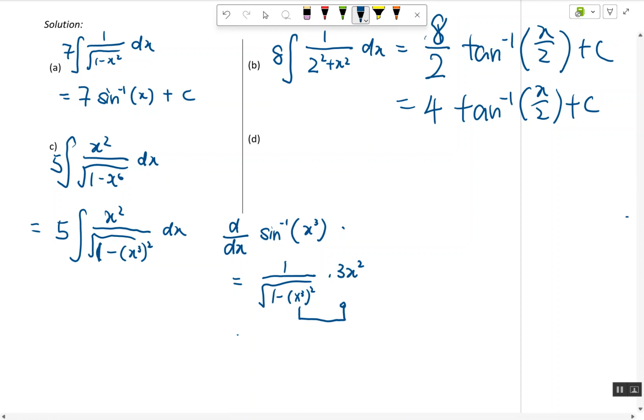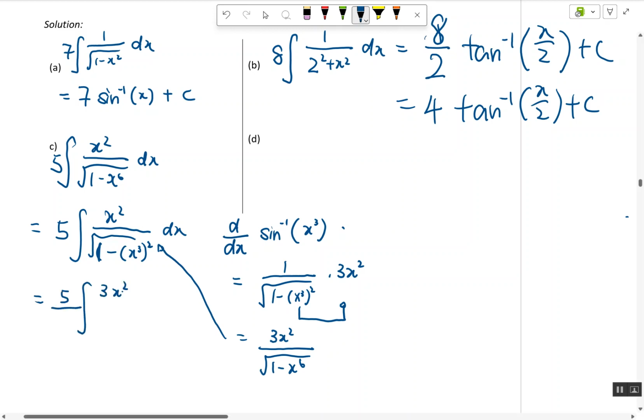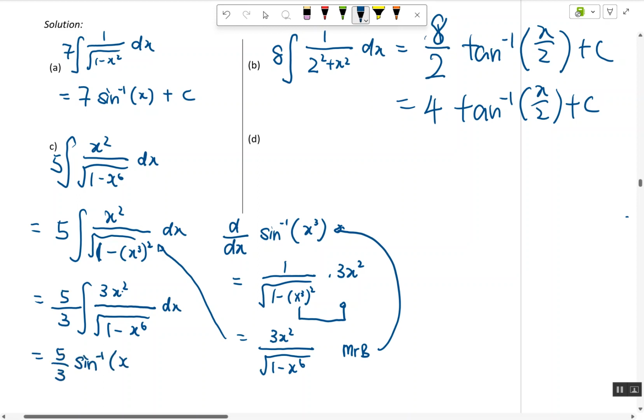So you know that I need to get 3x squared as my numerator, over 1 minus x to the power of 6. Is it 3x squared over here right now? No. So if I want to have a 3 as a numerator, I must compensate with a 1 over 3 on the outside. Then you look at here. This is Mr. B. Integrate Mr. B. I get back who? I'm just going to get 5 over 3 inverse sine. My angle is x to the power of 3 plus c.